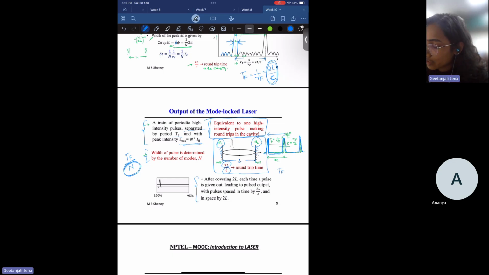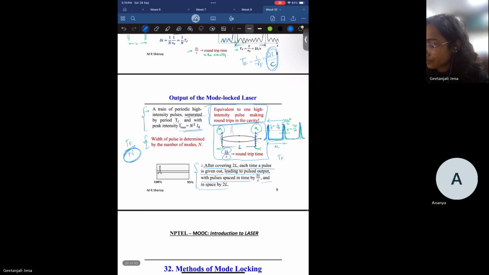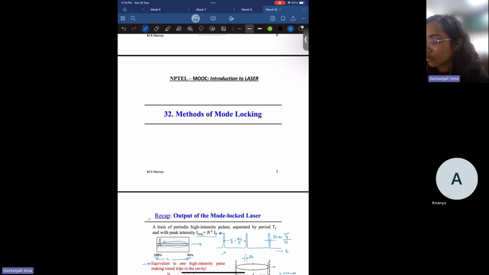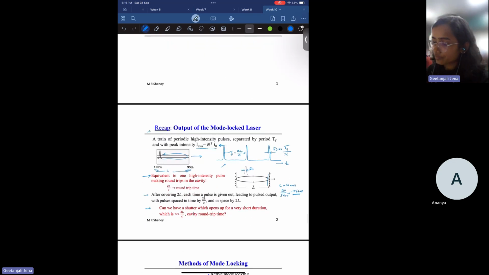So after covering length 2L, each time a pulse is given out, leading to a pulse output with pulses separated by Tf, which is 2L by C, and in space it is separated by 2L. So this is all about the mode locking system. Now we'll see how you can achieve mode locking, that is, how you can achieve a constant phase during the oscillation process. Do you have any doubt till now?